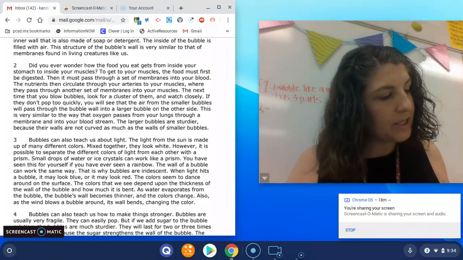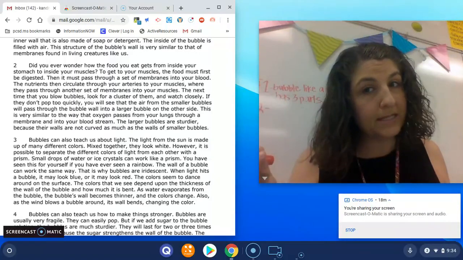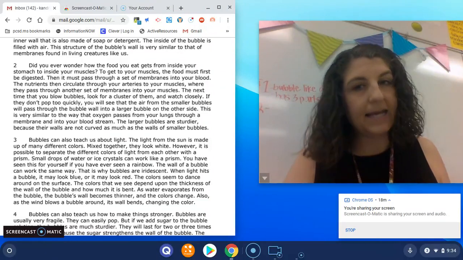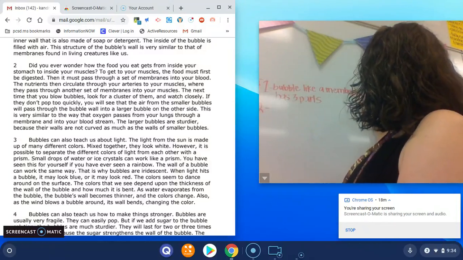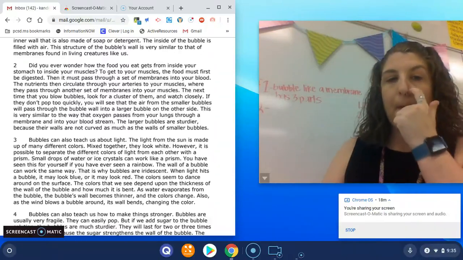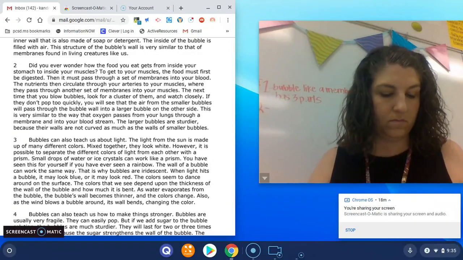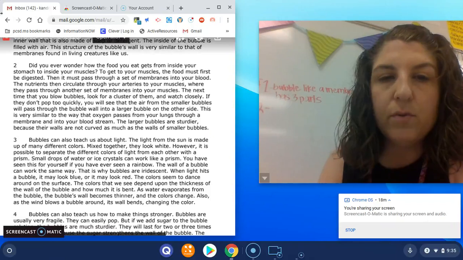Okay, your correct answers here are it is thin and delicate, because think of a bubble, it doesn't last forever. It is thin and delicate, okay? And it lets substances pass through, okay? So for number 1, your answers are C and E. Okay, so we're going to continue with paragraph 2.